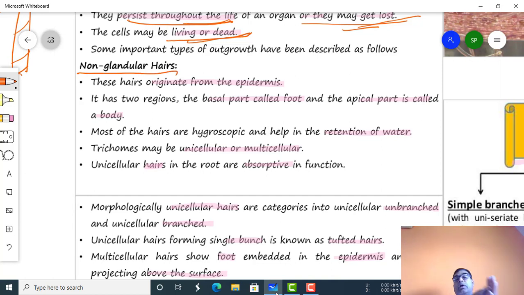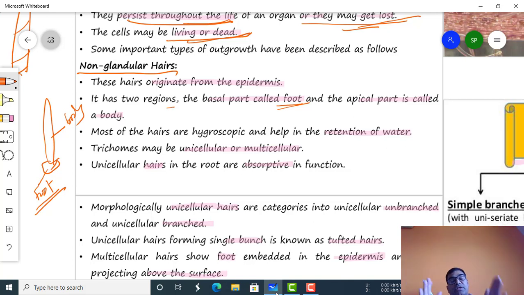First one is a non-glandular hair. This originates from the epidermis. Glandular hairs as well as non-glandular hairs originate from the epidermis, no doubt. It has two regions. The basal region is called the foot and the apical part is called the body. This foot region is usually embedded in the epidermis, and this other part is called the region of the body. The hairs are hygroscopic and help in retention of water.